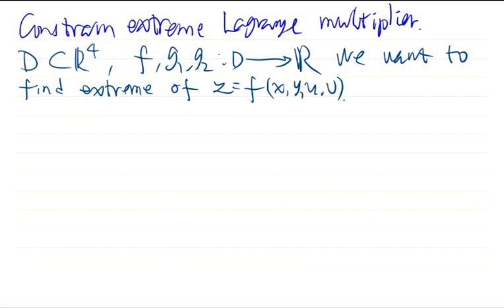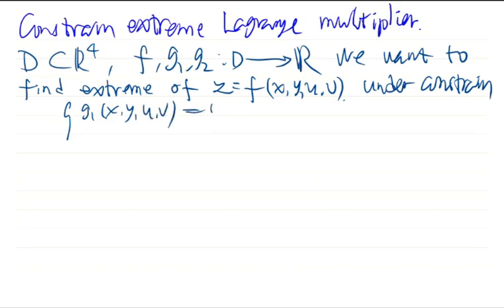It's a constraint. That is, x, y, u, v are not freely valued in the open set D. Instead, we require them to satisfy some additional restriction. So under constraint, that is, g1(x, y, u, v) is 0, and g2(x, y, u, v) is also 0. Okay, so this is a new type of extremal value problem. The variables of the function under consideration satisfy some additional restriction.